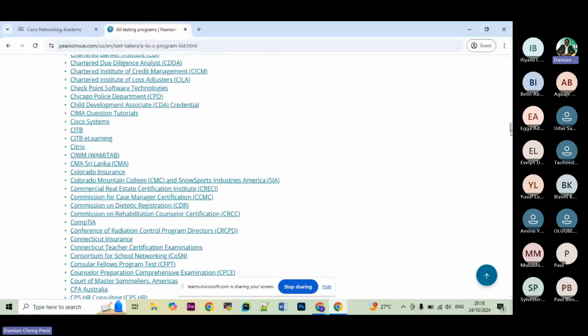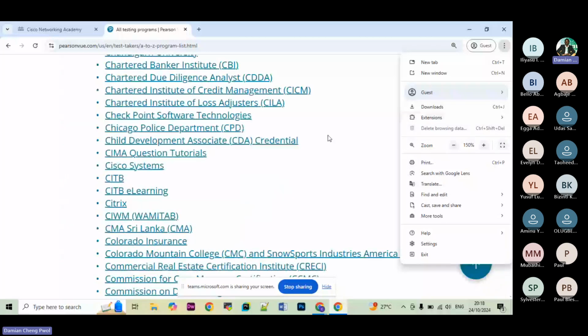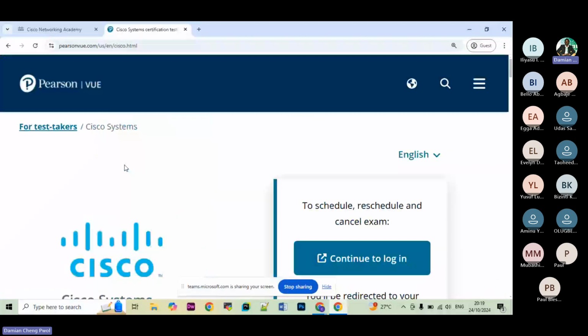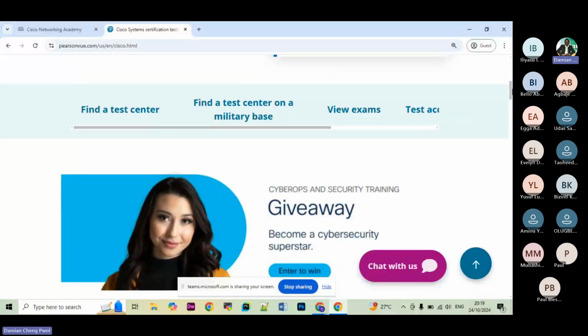Where is it? I think I'm missing this. Yeah, here it is. Cisco Systems. I hope you can see that. Let me increase the zoom. Hope this is clear enough. So we'll click on the Cisco. It takes us to this environment where you now have some additional information with respect to the exam.